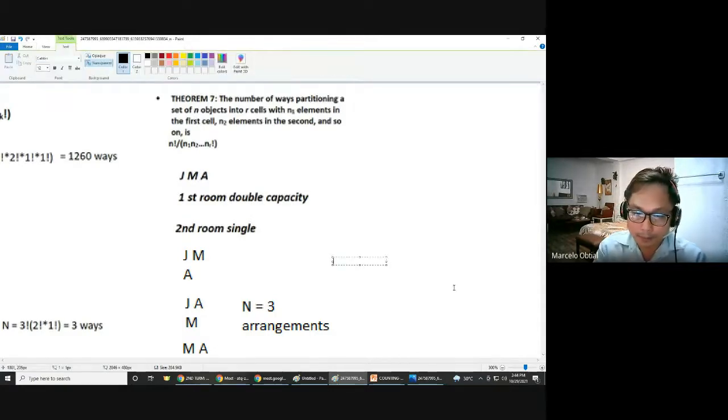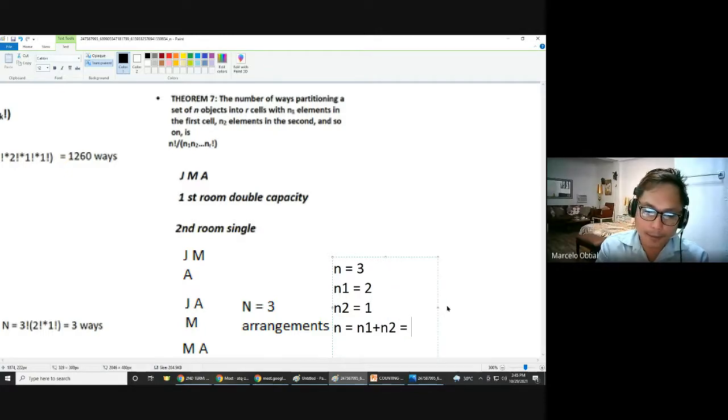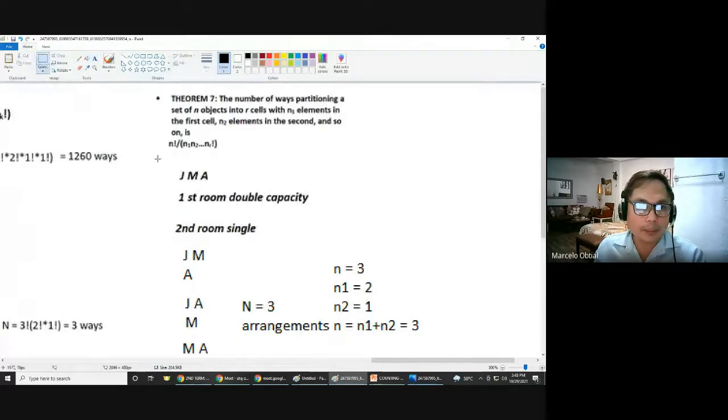Okay. Please solve this using your calculator. So the first room, okay, has two, no? So n sub 1 is equal to 2. Because look, two. Our n sub 2, okay, is only one. If you add n sub 2 and n sub 1, is it equal to 3? Yes, sir. Same. Okay, that is why it is under theorem number 7. Is correct. So after this, use the formula, no? Immediately use the formula.